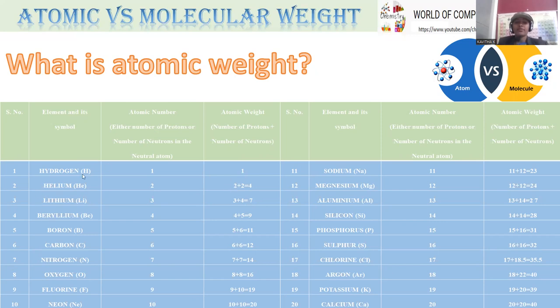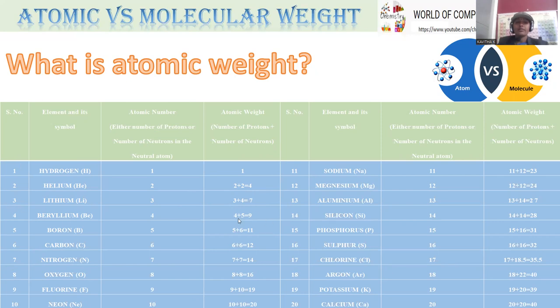For the first element, hydrogen, atomic weight and atomic number are both 1 itself. Helium, atomic weight will be 4. It can be added with the 2. Atomic number plus 2, we can add so that it will become 4. For lithium, it will become 3 plus 4. 3 plus 4, it will be 7. So it is odd atomic number, atomic mass is also odd as well.